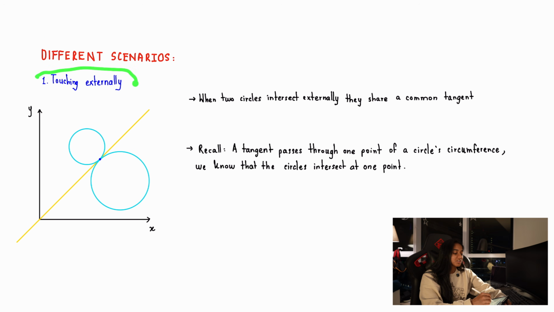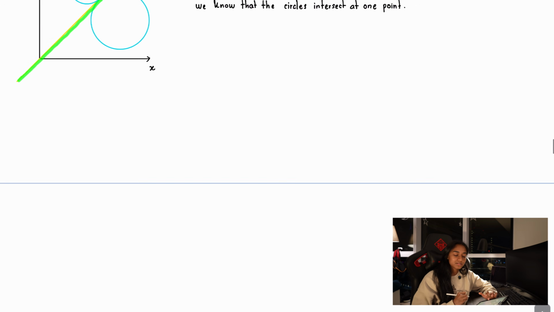The first is touching externally. When two circles intersect externally, they share a common tangent. So we recall that a tangent passes through one point of a circle's circumference, and we know that the circles will intersect at one point. So that's the point there, and this is their common tangent.